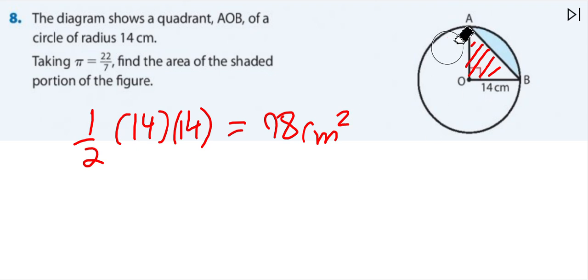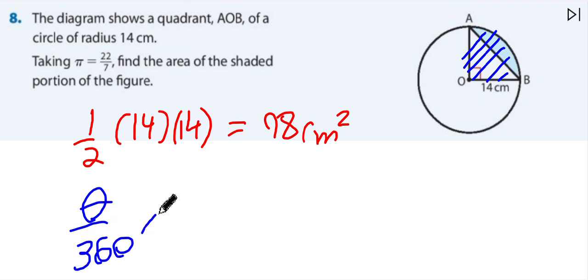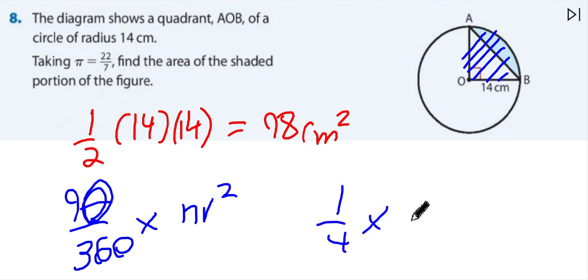Okay, the next job we're going to have to do is get the area of the pizza slice, or the sector as we call them. See that blue area? How'd you get the area of the blue area? It's a quarter of a circle, so you can just quarter one circle. Or if you want, you can do 90 over 360, which is a quarter.